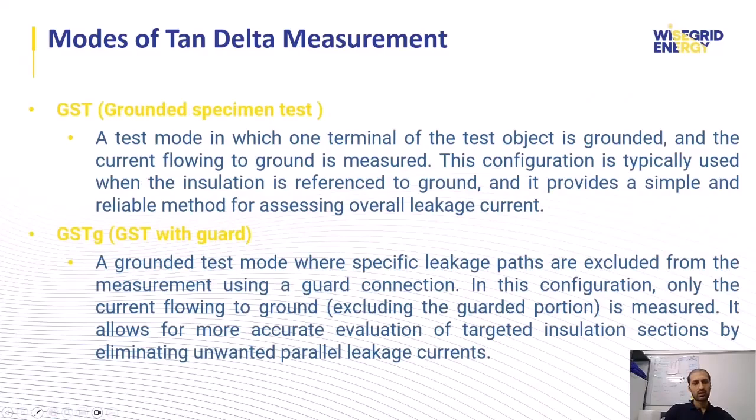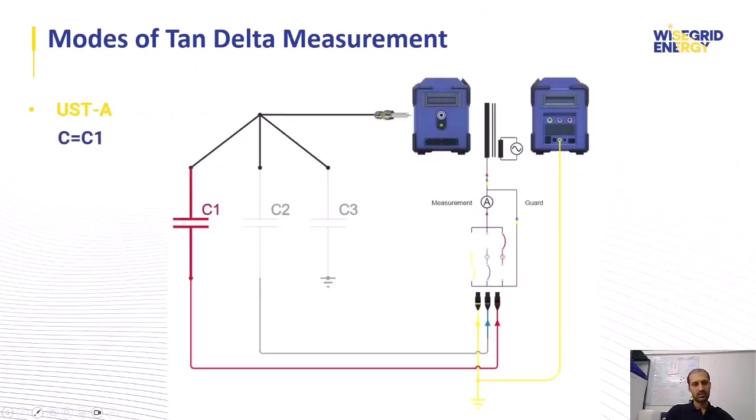The other two modes are called GST and GSTG, which are used for testing capacitors of which one side is grounded and we cannot disconnect them from ground. In GST mode, all capacitors which are connected to the test device are measured, but in GSTG mode we can guard or bypass some capacitors by connecting them to the input terminals of the test device. Let's see what's happening inside of the test device when we select modes.